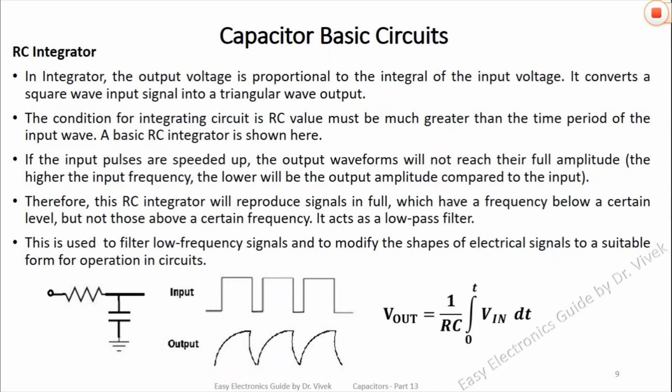In an RC integrator, the output voltage is proportional to the integral of the input voltage. The condition for an integrating circuit is that the RC value must be much greater than the time period. It can act as a low pass filter.